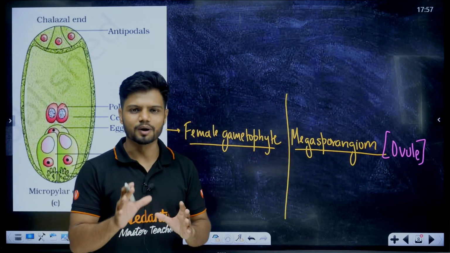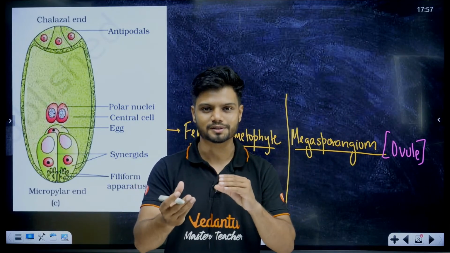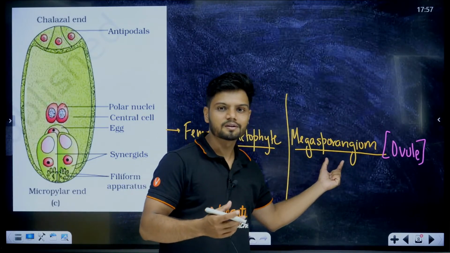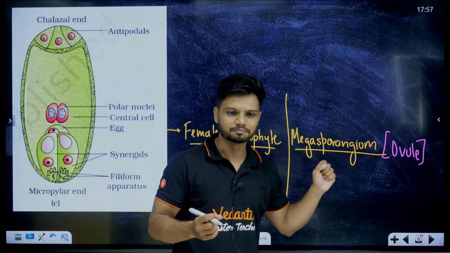So it's going to be very easy to understand botany if you know certain terminologies. If you skip certain terminologies, it can become a nightmare later on. Okay? Clear, all of you?